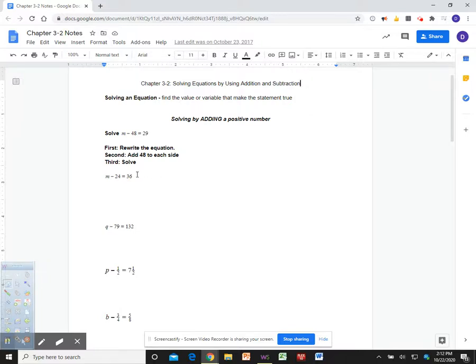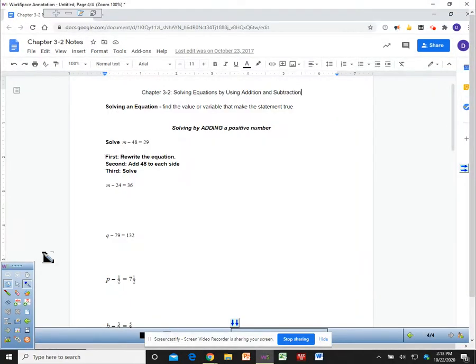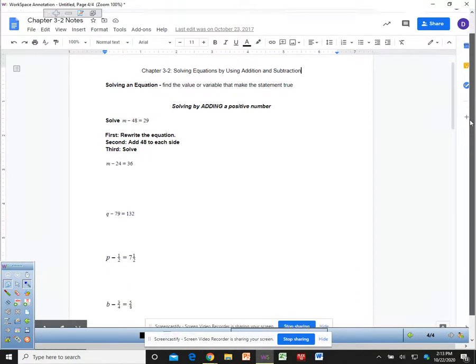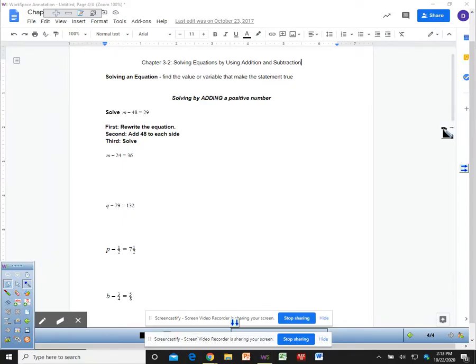Hey guys, today we're working with chapter 3-2, solving equations by using addition and subtraction. So we're going to be solving these equations now, and they're all one step. So we're basically going to be using all addition or all subtraction to solve these. And if you remember, that would be dropping the anchor like we did last year.